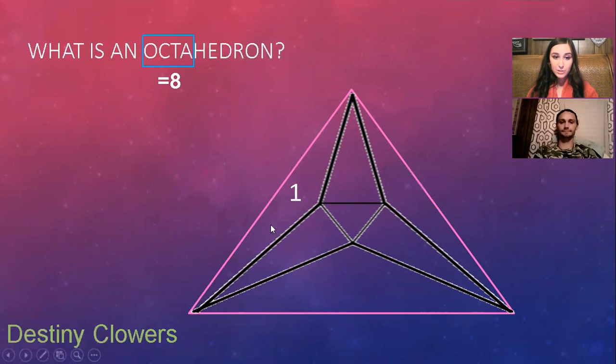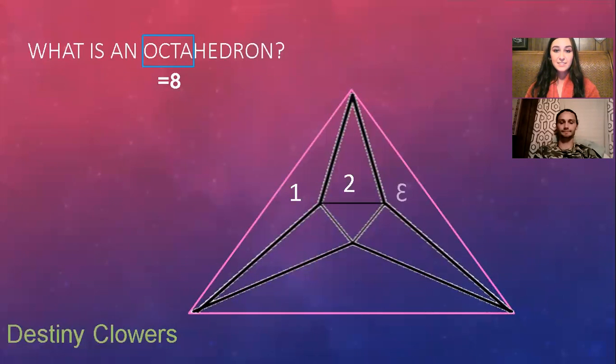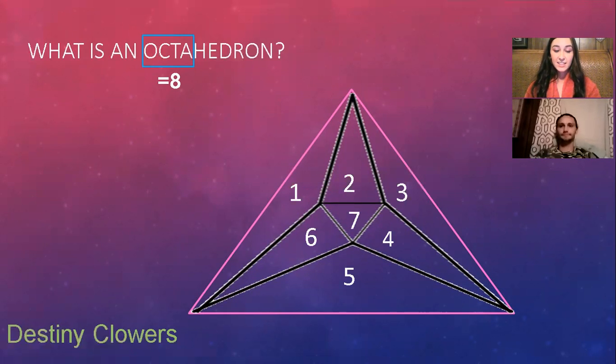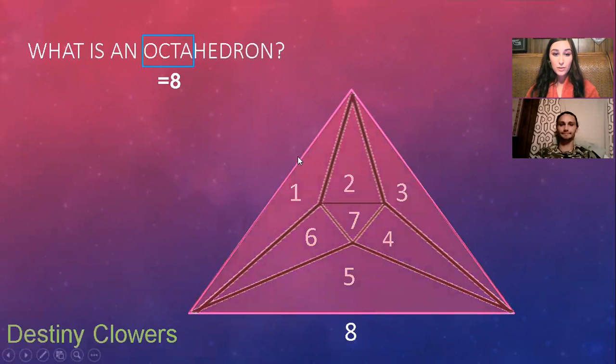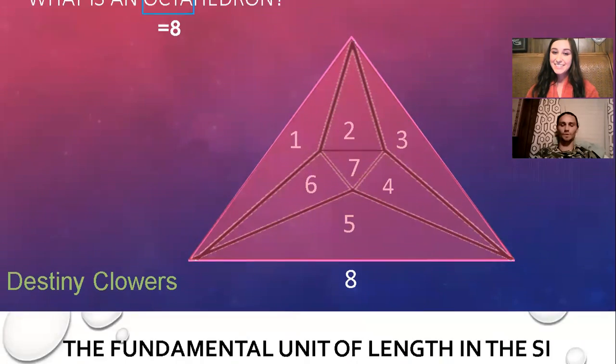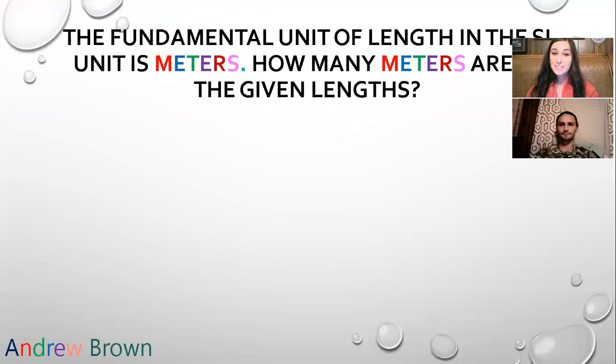So this is the first one. This is the second, the third, the fourth, the fifth, the sixth, and the seventh. Now you might be wondering where the 8th one is, and that is this whole entire face right here. So this face is also 1, and that equals the 8th side. So this is what an octahedron looks like. Wow. I know they are kind of confusing, but you just gotta count through it.